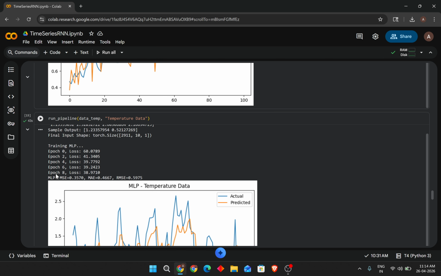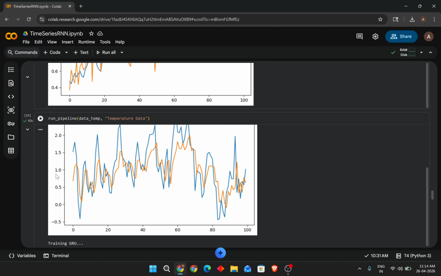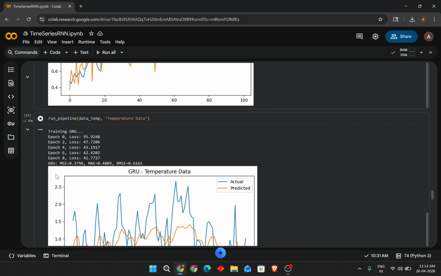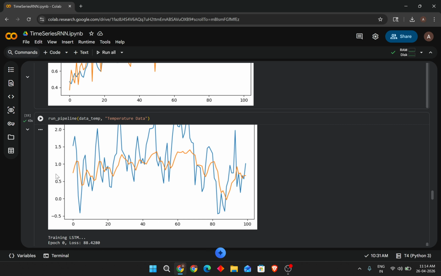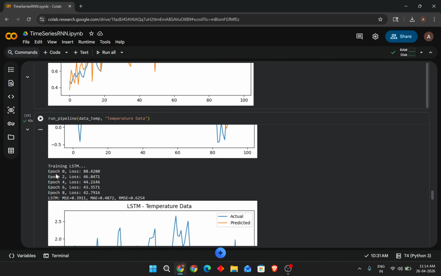On moving to the temperature data, all models had similar performance with slightly higher error rates. This is because the dataset is more noisy and does not have a strong consistent pattern.